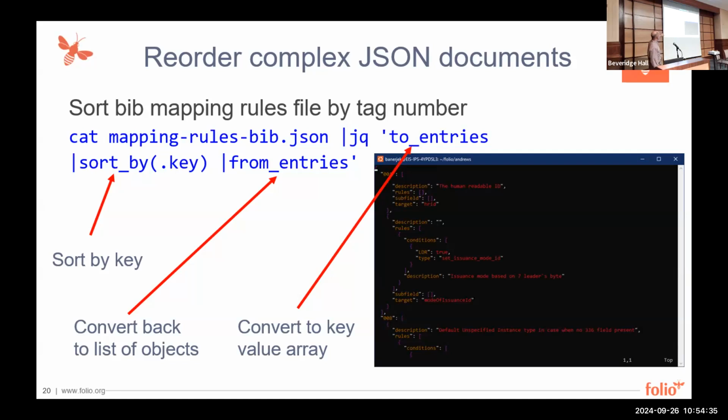Normally, if you actually had keys, you could skip converting it to entries, because to sort something, it needs to be an array. So what we're doing is converting it to an array, sorting it by the key, and then taking it out of the array.